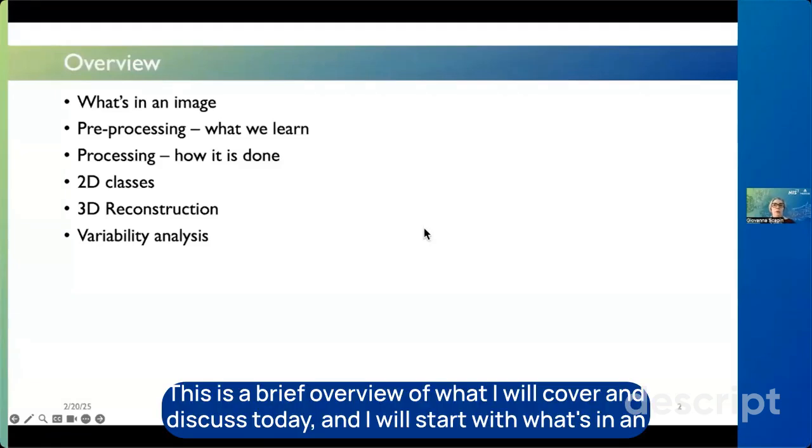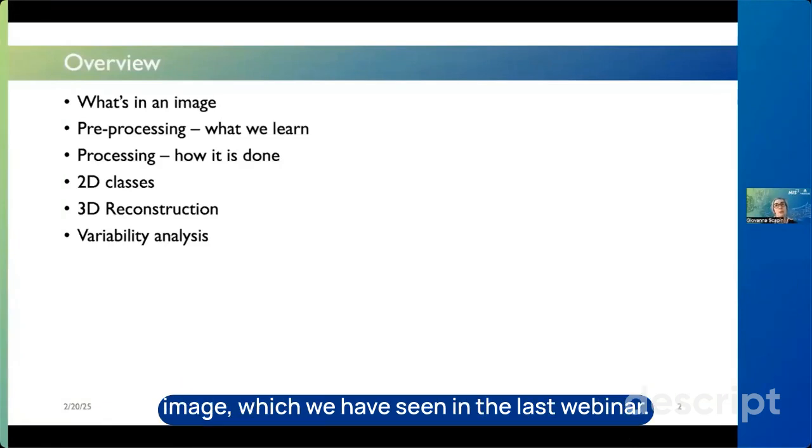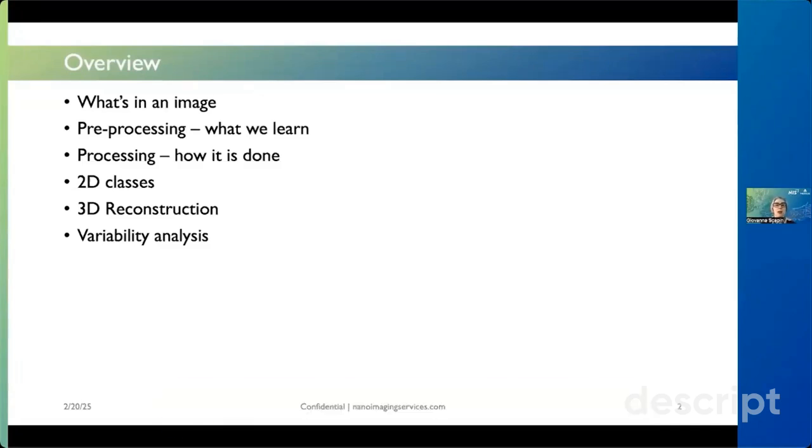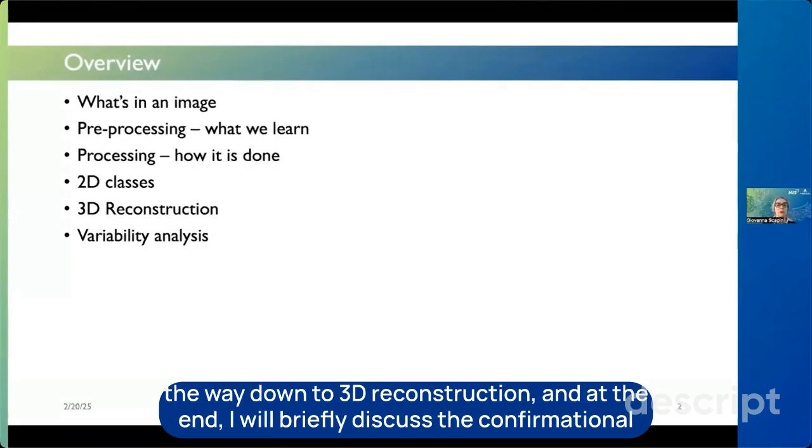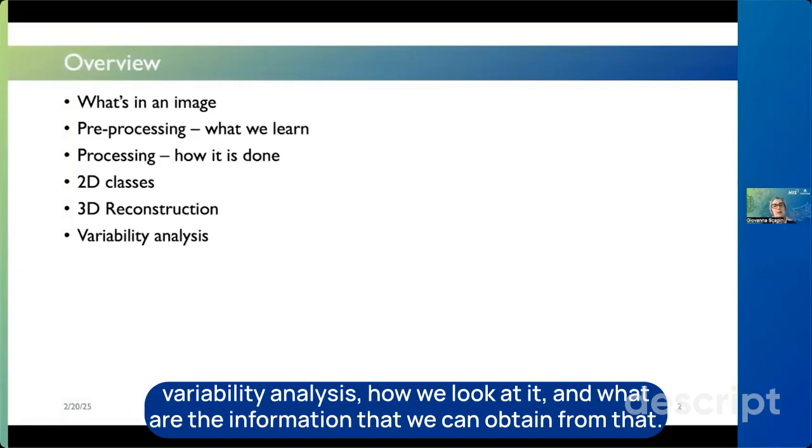This is a brief overview of what I will cover and discuss today. I will start with what's in an image, which we have seen in the last webinar. We'll talk a little bit about the different stages of data processing, from pre-processing all the way down to 3D reconstruction. And at the end, I will briefly discuss the conformational variability analysis, how we look at it, and what the information is that we can obtain from that analysis.